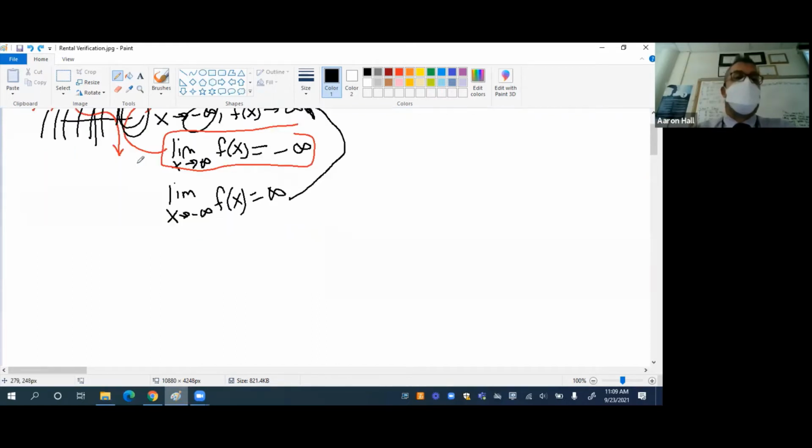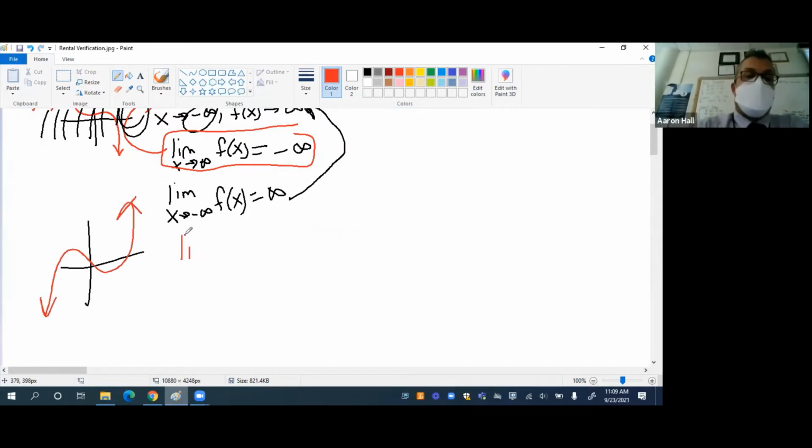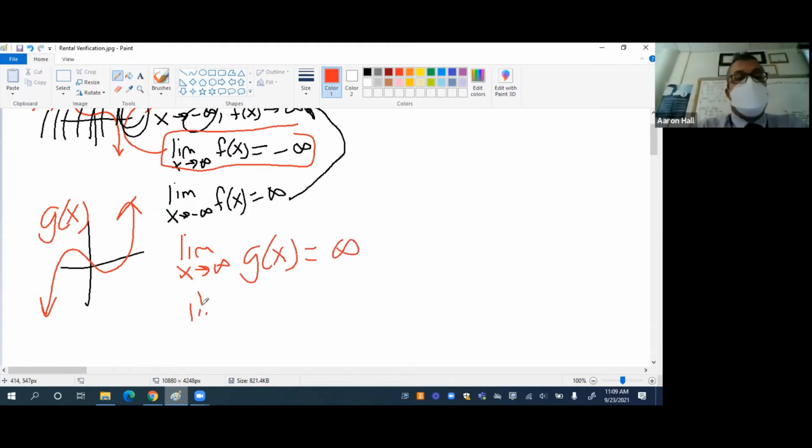So what if we have an opposite like this? In this case, the limit as x approaches infinity of our function, let's call this g of x, is going to equal what? Infinity. And the limit as x approaches negative infinity of our function? Negative infinity, yep.